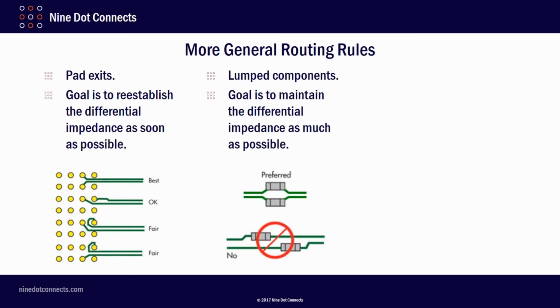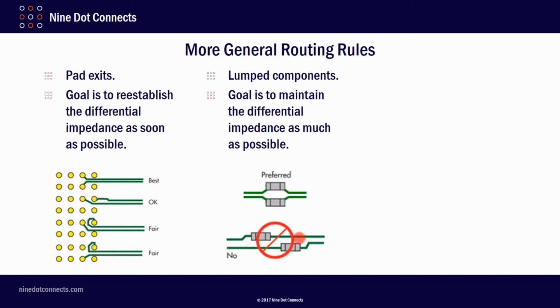Lumped components. A lot of times there are DC blocking caps put into place on a differential pair, and so you have to deal with that. Again, the goal is to maintain the differential impedance as much as possible. So in this first scenario, you want to keep the trace at the right spacing for as long as possible until you get to the lumped component, and then as the signal propagates through, you're trying to reestablish that differential impedance. There are a couple good articles, by the way, if you want to do some more research on how to deal with trying to make this single-ended impedance match this single-ended impedance. That's a long discussion.